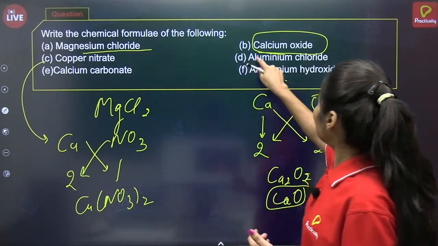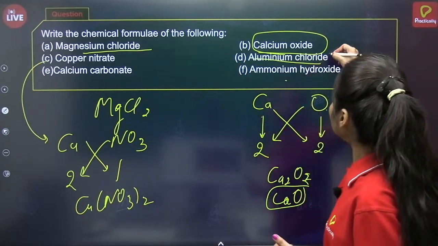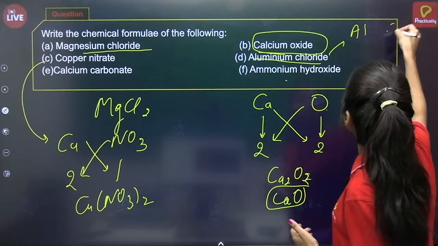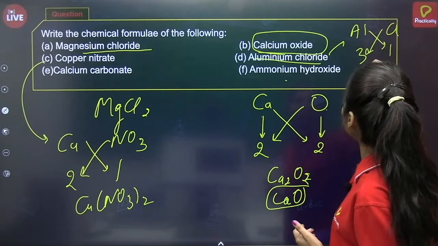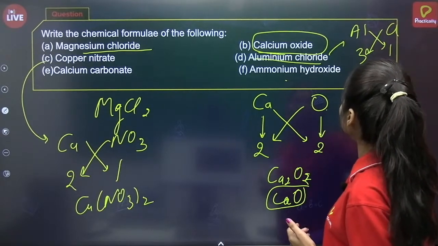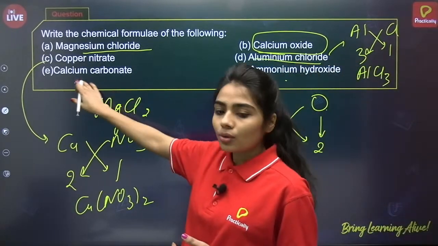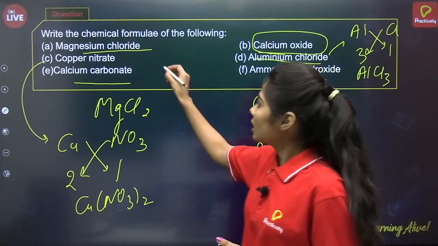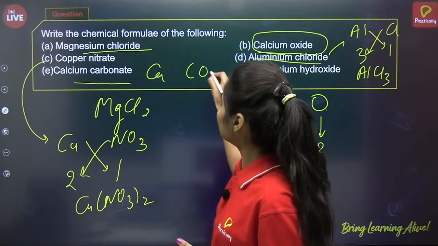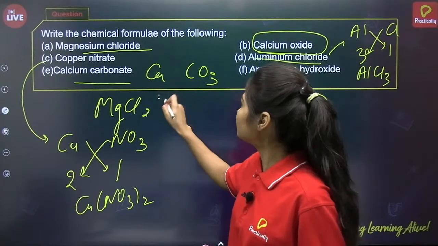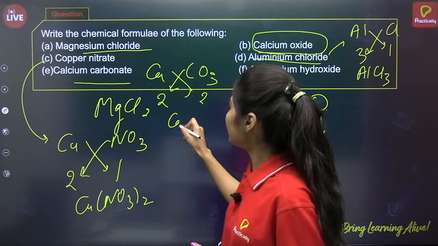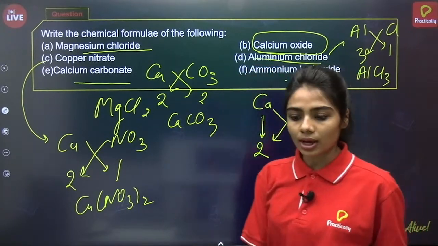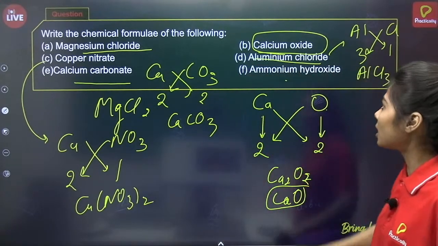For aluminium chloride, I am having Al, Cl. Aluminium valency 3, Cl valency 1. What will I get? AlCl3. If I talk about calcium carbonate, calcium is Ca, carbonate is CO3. So calcium 2, carbonate is 2. So CaCO3. Okay, this is the formula for calcium carbonate.